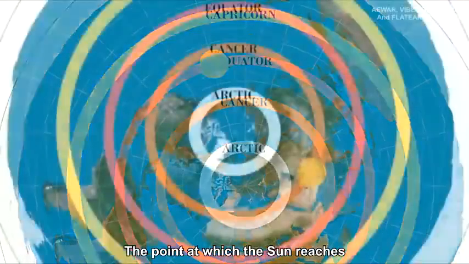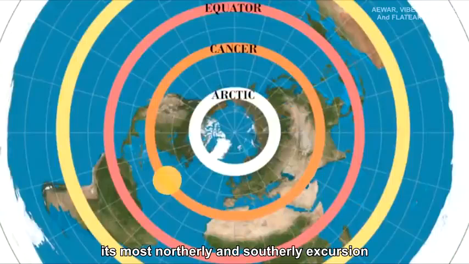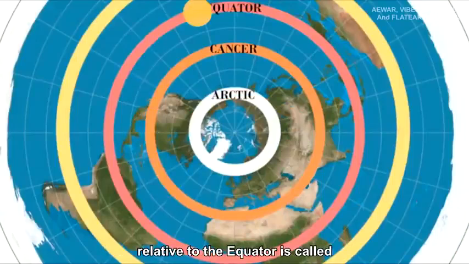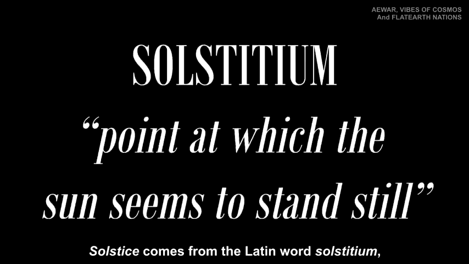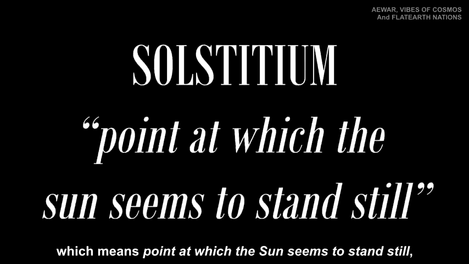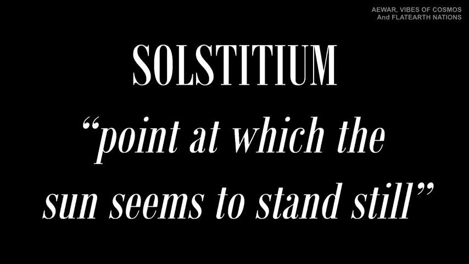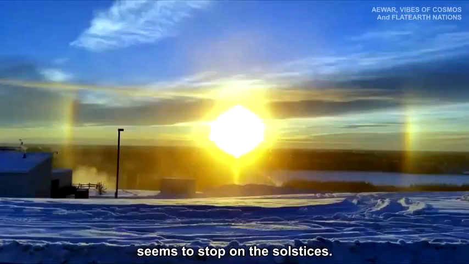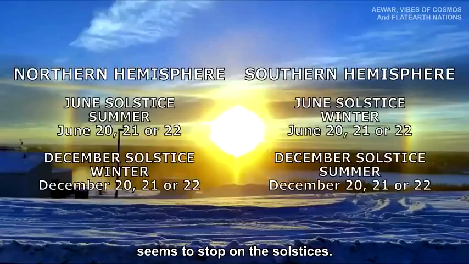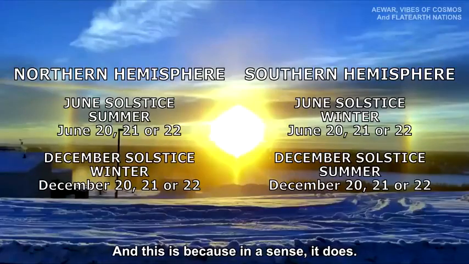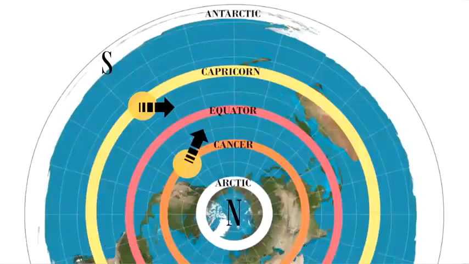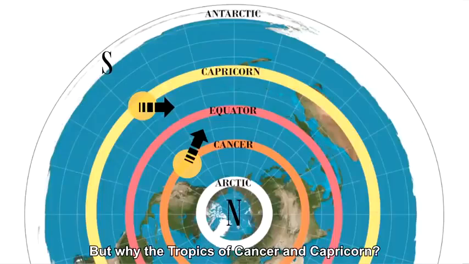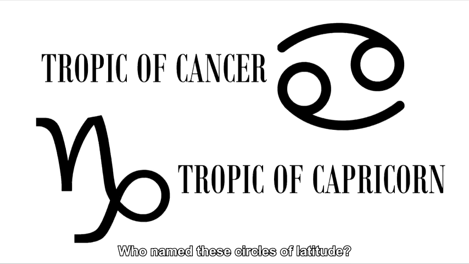The point at which the Sun reaches its most northerly and southerly excursion relative to the equator is called the solstice. Solstice comes from the Latin word solstitium, which means point at which the Sun seems to stand still. And indeed, many do note that the Sun seems to stop on the solstices. And this is because, in a sense, it does. It reaches the most northerly and southerly excursion and turns back. But why the Tropic of Cancer and Capricorn? Who names these circles of latitude?